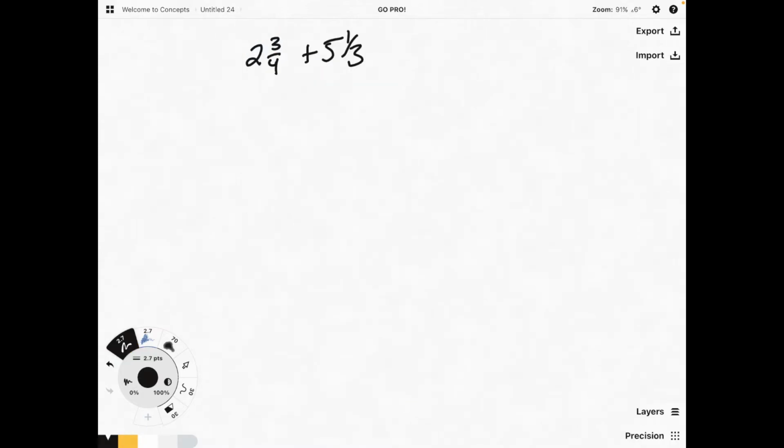All right, looking at our last problem, if you'd like to pause the video and see if you can do this one for yourself, I would suggest that you do that. After you've completed it, press play and see if we got the same answer.